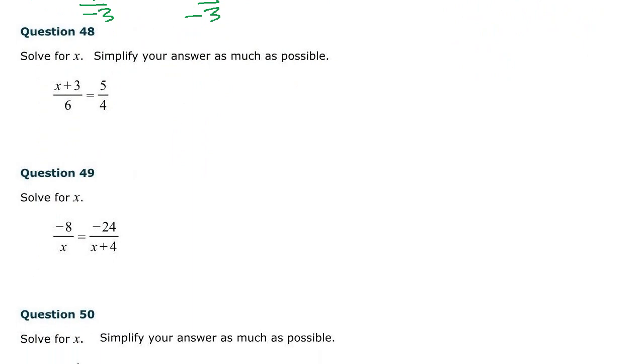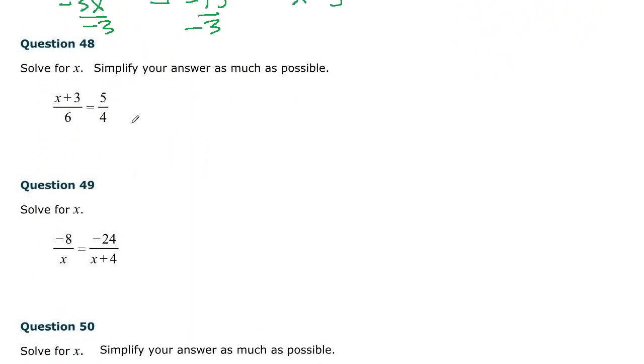Here's another fractional equation. This one, our LCD is going to be 12. LCD of 6 and 4 is 12. So we would multiply both sides by 12. So let's see. 6 goes into 12 2 times. 4 goes into 12 3 times. So we've got 2 times x plus 3 equals 5 times 3, 15.